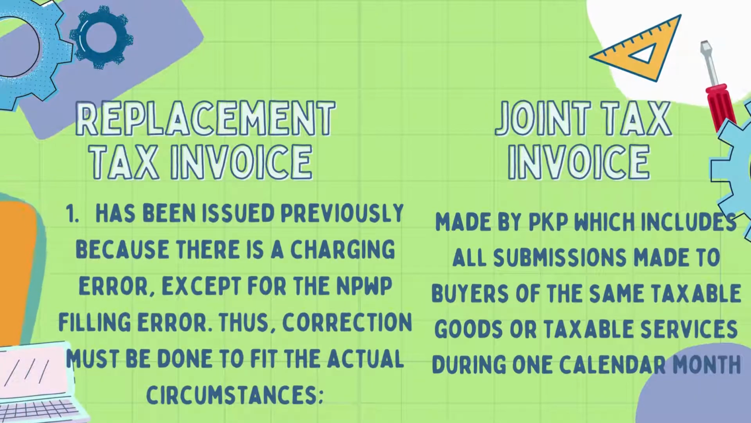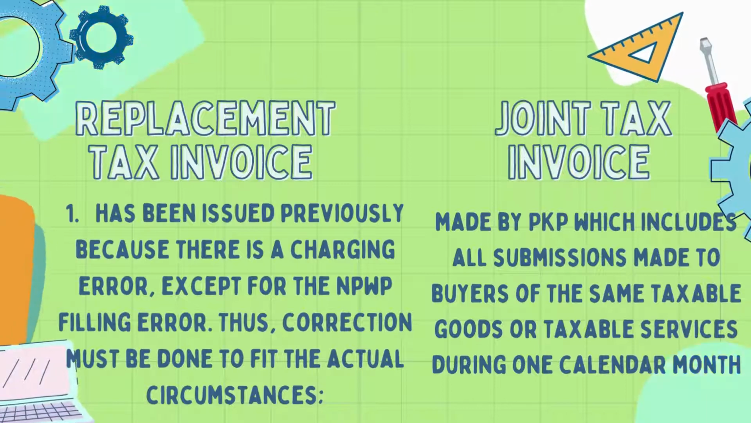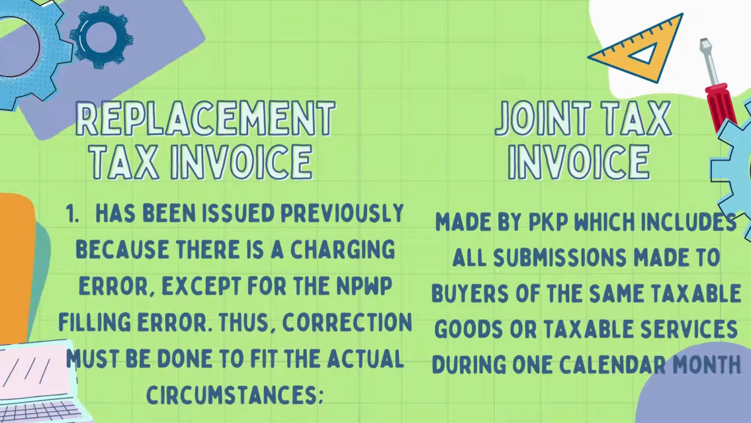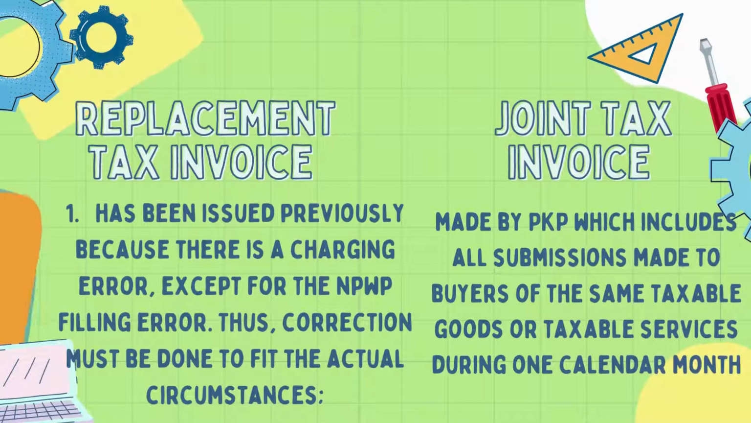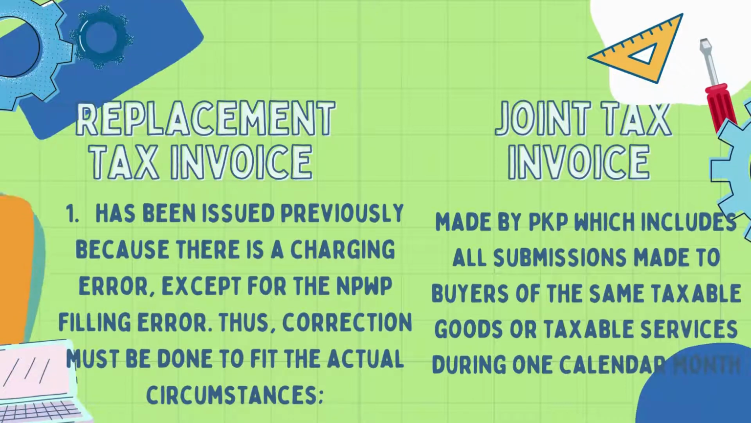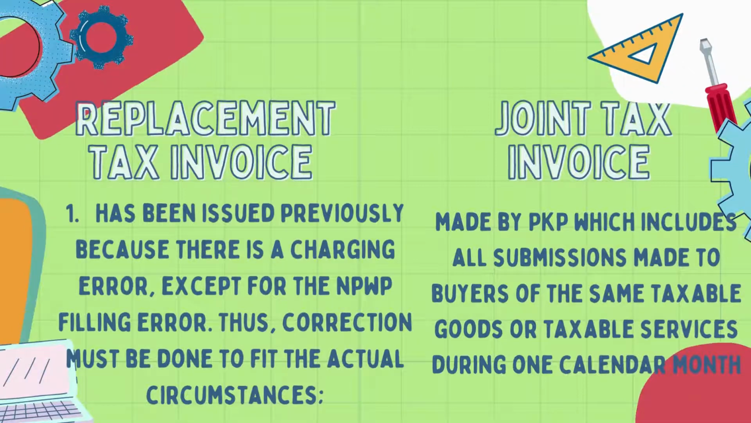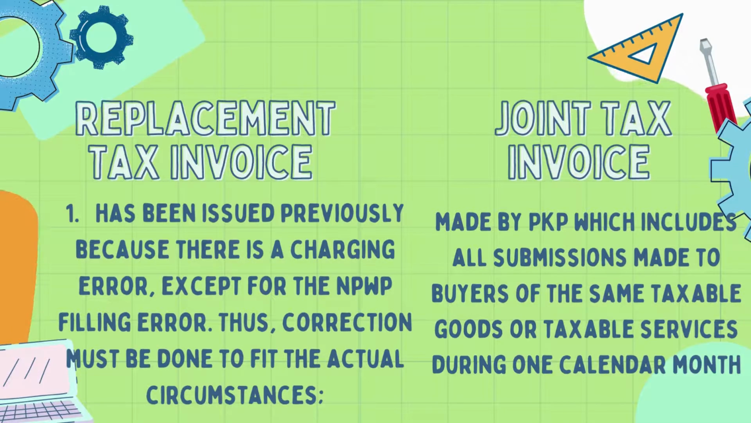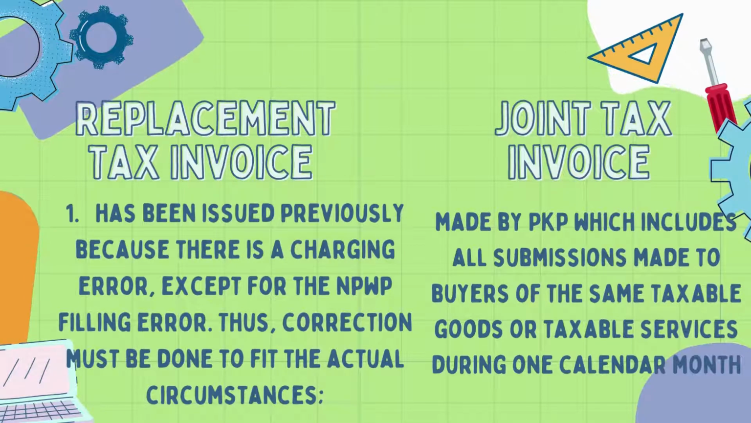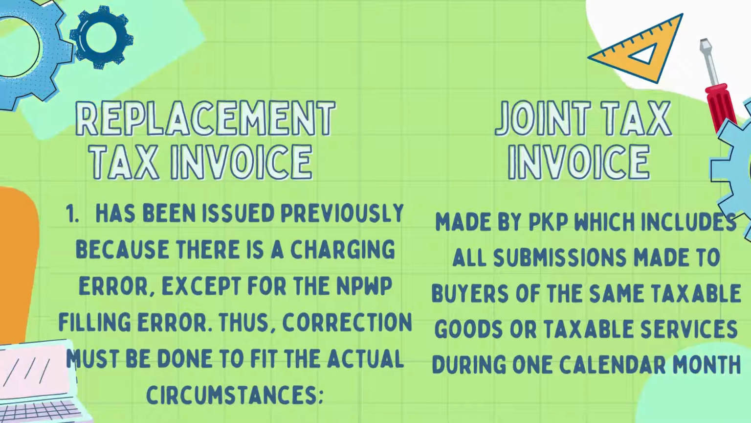The third is replacement tax invoice. It has been issued previously because there's a charging error, except for the NPWP filing error. Thus, corrections must be done to fit the actual circumstances. The fourth is joint tax invoice made by PKP, which includes all submissions made to buyers of the same taxable goods or taxable services during one calendar month.